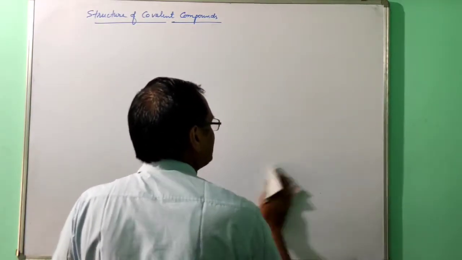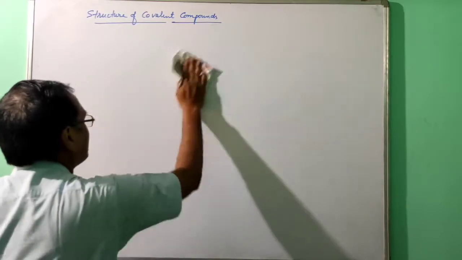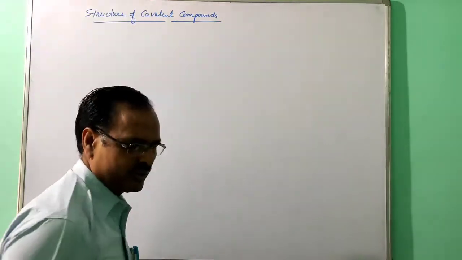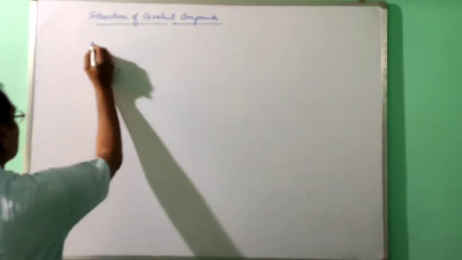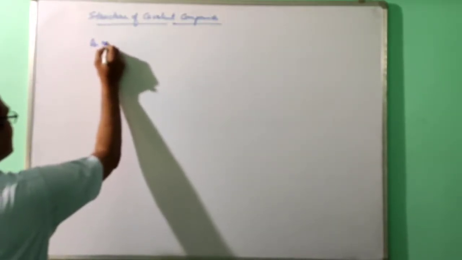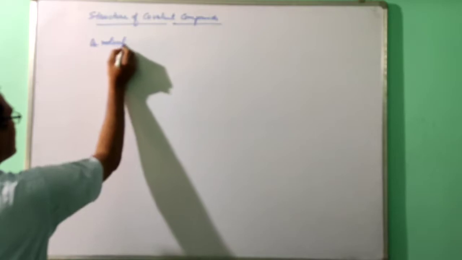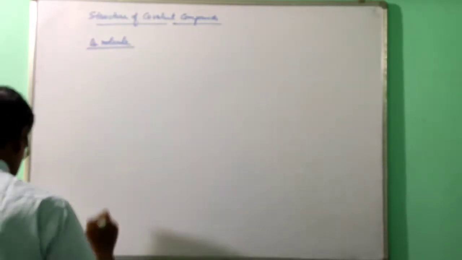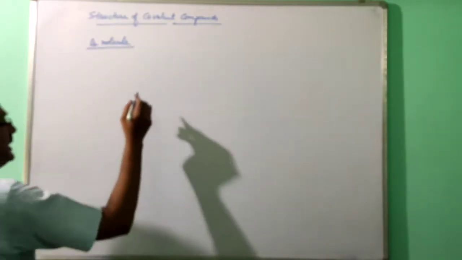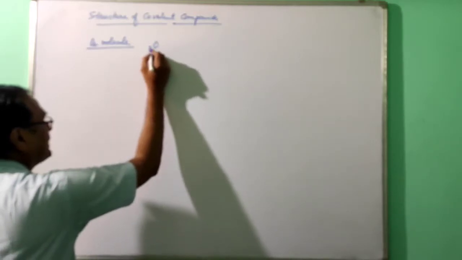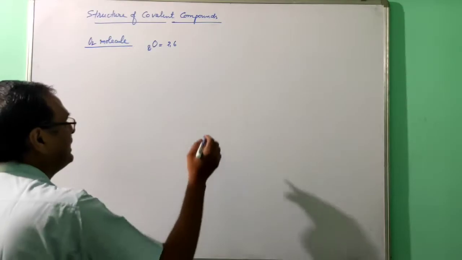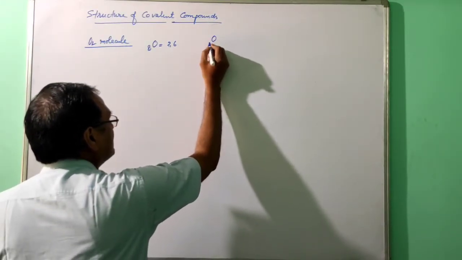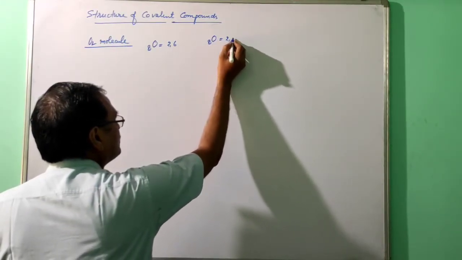So such structures you can draw in your copy and you can do the practice. So the next structure you are getting is the oxygen molecule. In the oxygen molecule, two atoms are there. Atomic number 8, electronic configuration 2, 6. Another oxygen atom, that is also 2, 6.